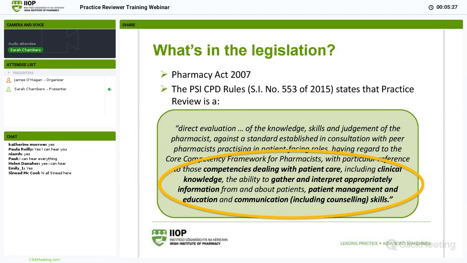So the legislation is really clear in what it wants practice review to be. And I suppose we have seen this before, but it is no harm in reminding ourselves of the fact that it is in legislation. The main thing I'd like to draw your attention to here is that it outlines that practice review needs to evaluate the competencies dealing with patient care. So that's 4 competencies: clinical knowledge, gathering information, patient management, and education and communication skills. So practice review was designed on the basis of this. It was developed so that it evaluated these 4 competency areas.